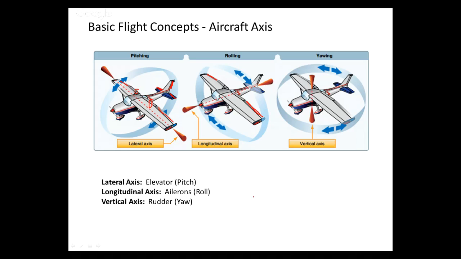The pilot does that in the cockpit with the yoke. If this is the yoke right here, as you turn the yoke to the left, the aircraft is going to want to turn to the left. If you turn the yoke to the right, the aircraft is going to want to roll to the right. And it does it by use of the flight control surfaces known as ailerons.